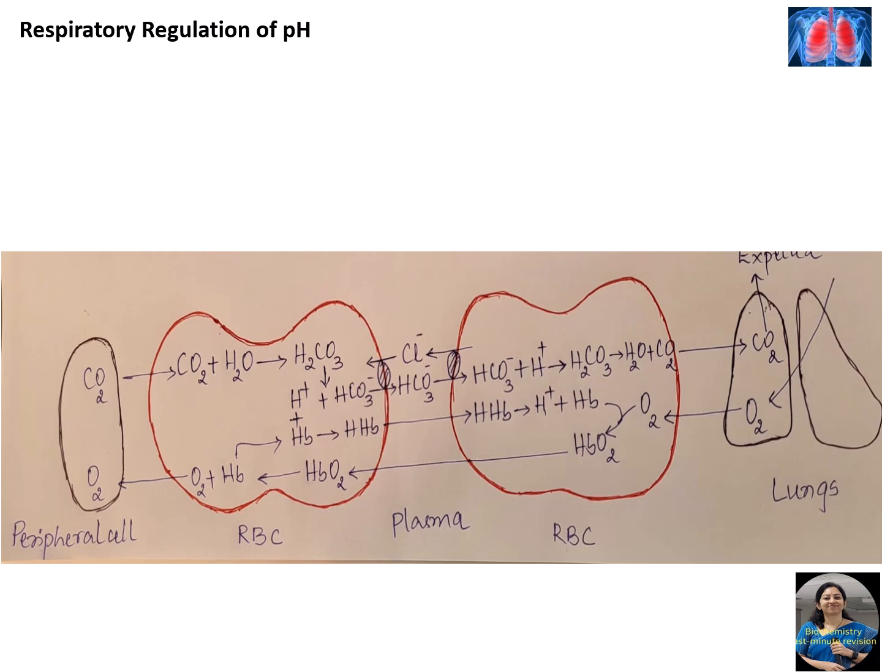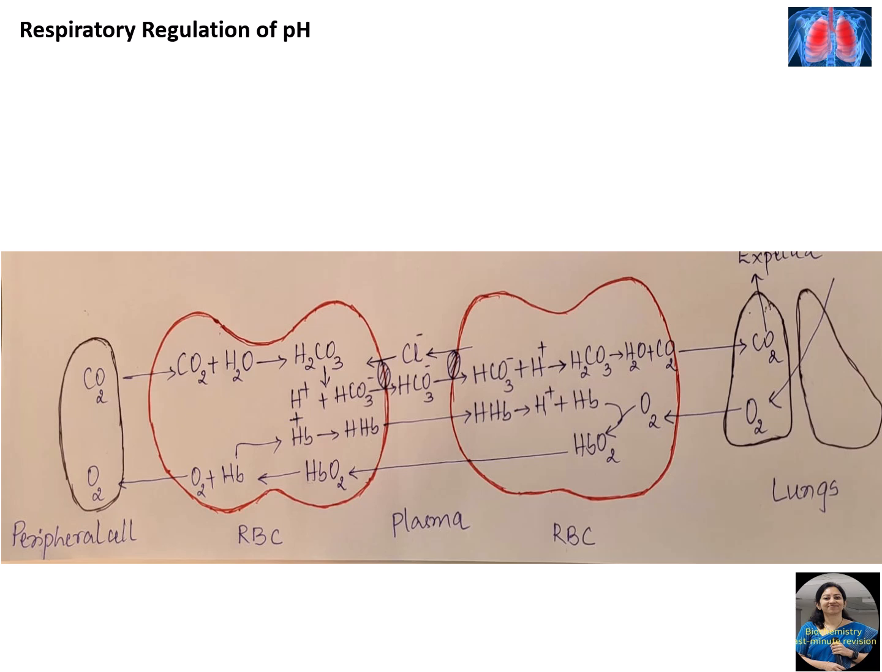So when we inspire, the inspired air contains oxygen. This oxygen is taken up by hemoglobin, which becomes oxyhemoglobin. Now this transports the oxygen to the peripheral tissues, and the free hemoglobin is released inside the erythrocytes at the level of peripheral tissue. Now the metabolism of the peripheral tissue releases carbon dioxide.